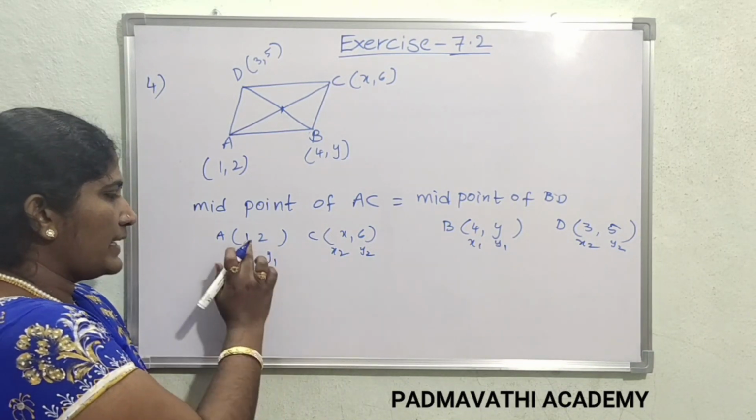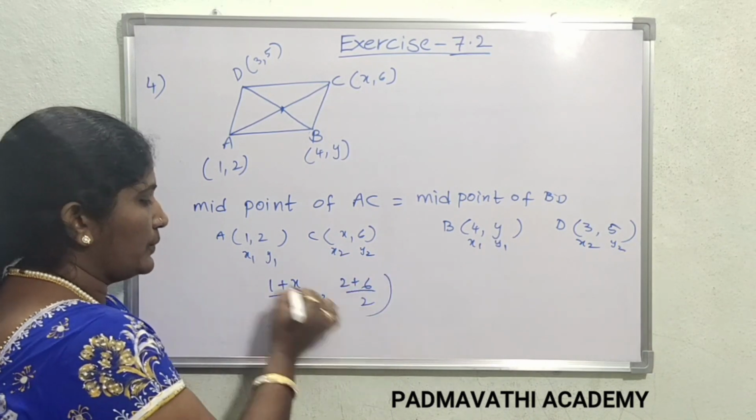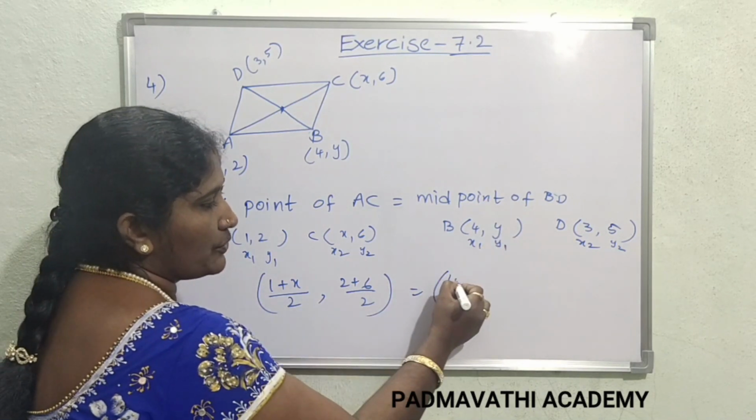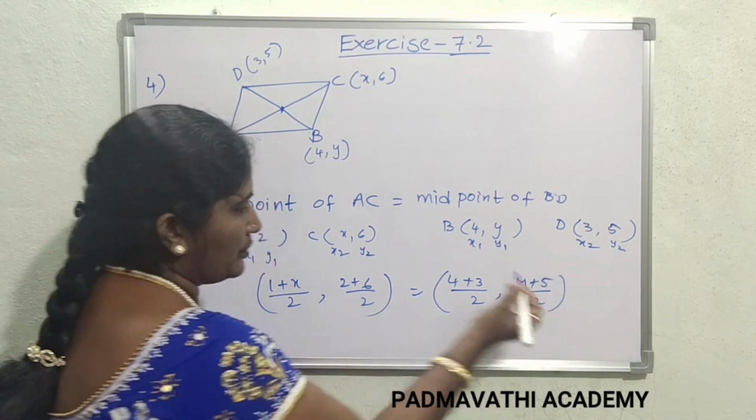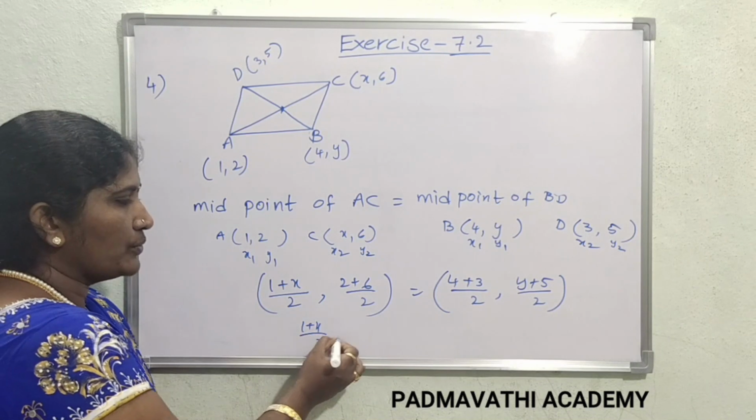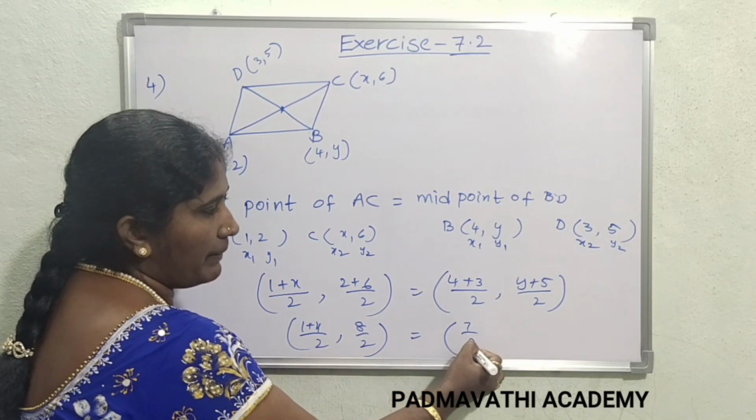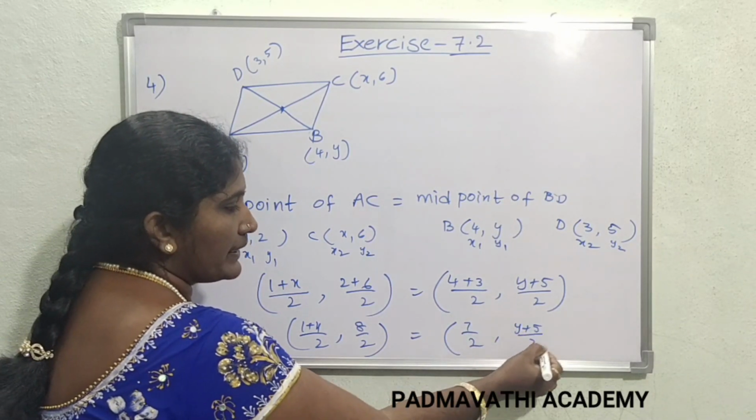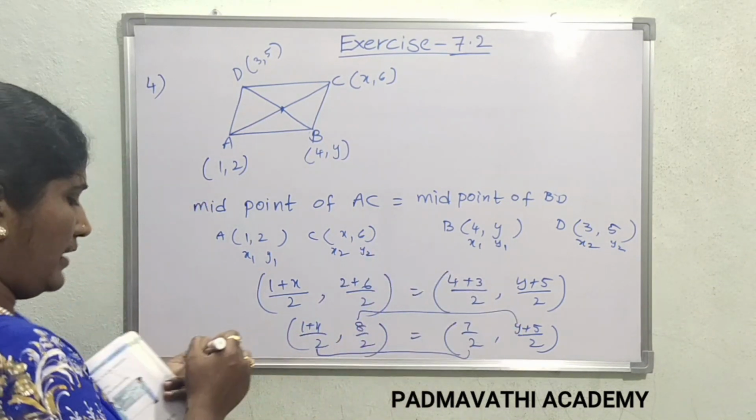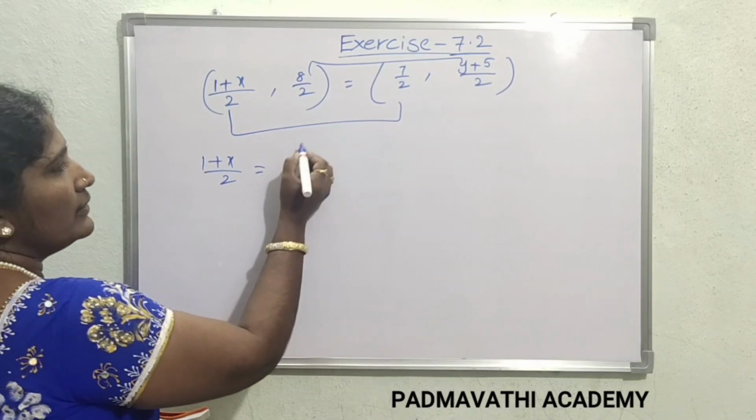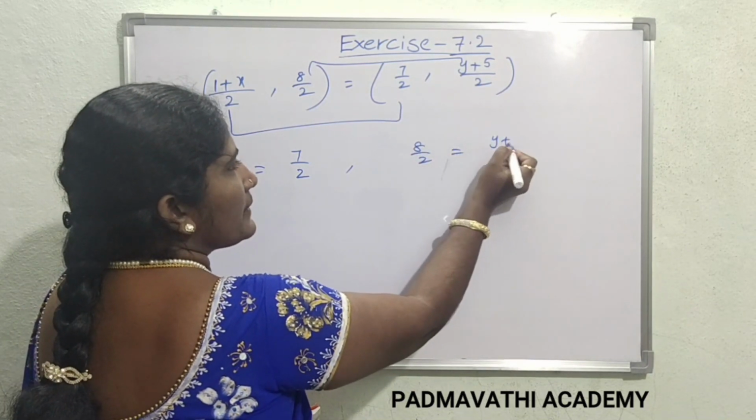Now apply the formula. x1 plus x2, 1 plus x by 2, y1 plus y2, 2 plus 6 by 2 is equal to x1 plus x2, 4 plus 3 by 2, y1 plus y2, y plus 5 by 2. 1 plus x by 2, 6 plus 2, 8 by 2 is equal to 4 plus 3, 7 by 2, and here y plus 5 by 2. Equalize coordinates. This is x coordinate and this is y coordinate. See, 1 plus x by 2 is equal to 7 by 2. Next, 8 by 2 is equal to y plus 5 by 2.